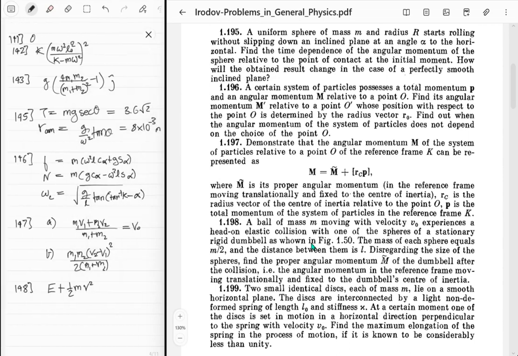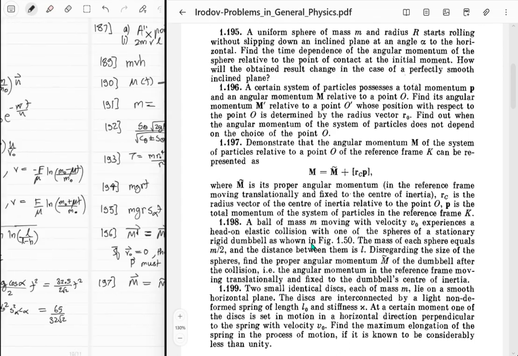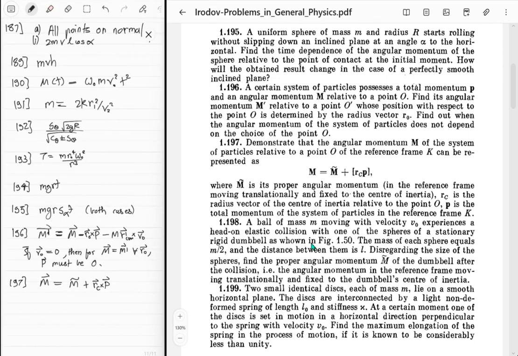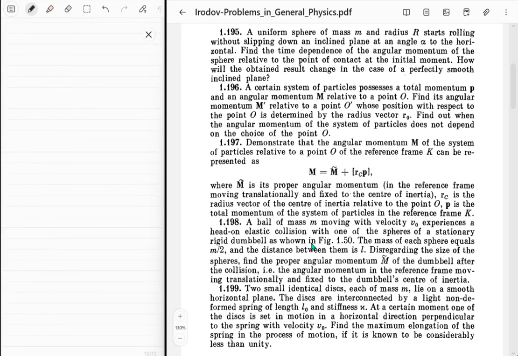Okay, whatever. We can just spend time doing that. Let's deal with it now. 198. Next page now. A ball of mass m moving with velocity v naught experiences a head-on elastic collision with one of the spheres of this. Whatever. So what you want is just the proper angular momentum, which of course is going to be the momentum that it receives, and then that times r. So yeah, that's right.